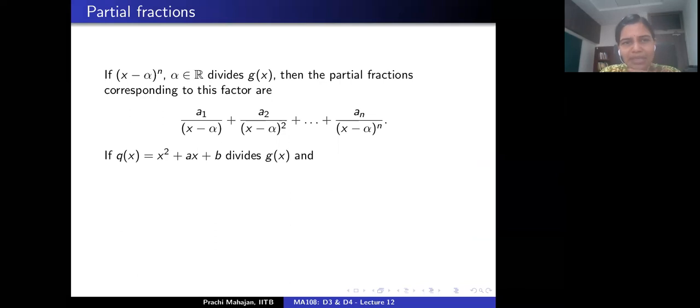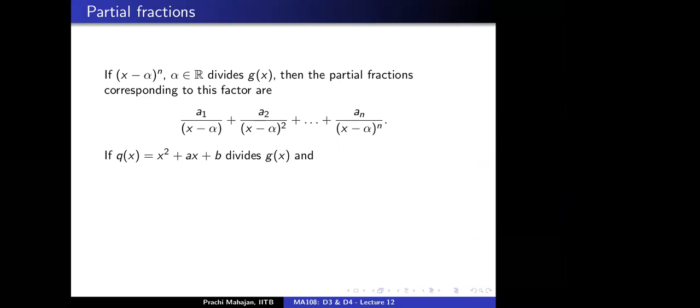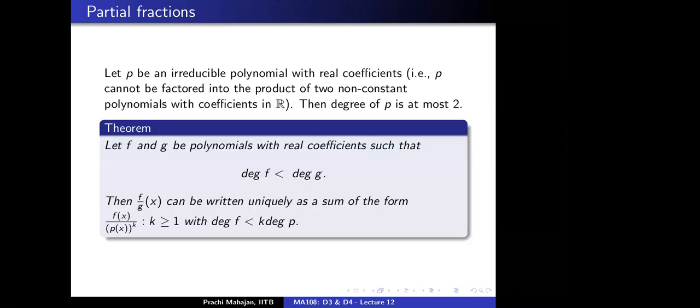So for example, if you have a factor x minus... Excuse me, ma'am. Yes please. How are you saying that the degree of P is at most 2? See, because I'm saying that P cannot be factored into a product of two non-constant polynomials with coefficients in R.